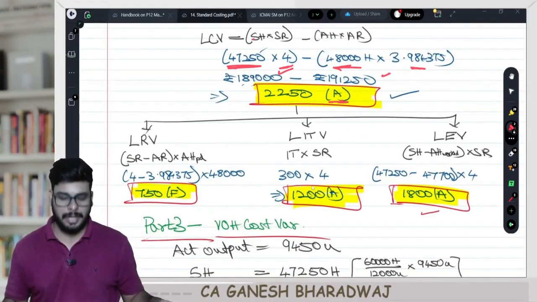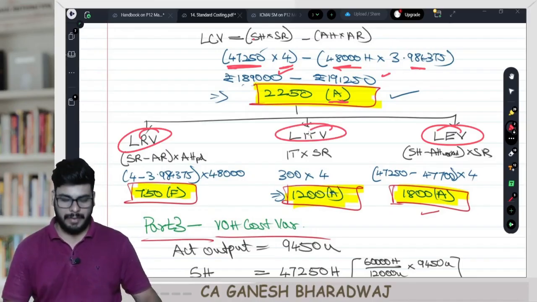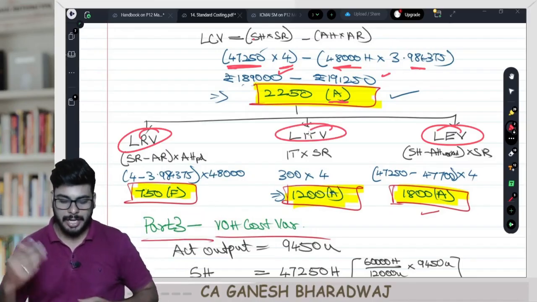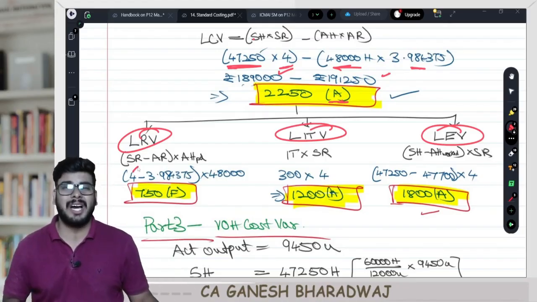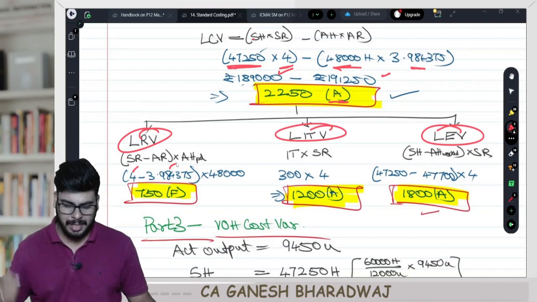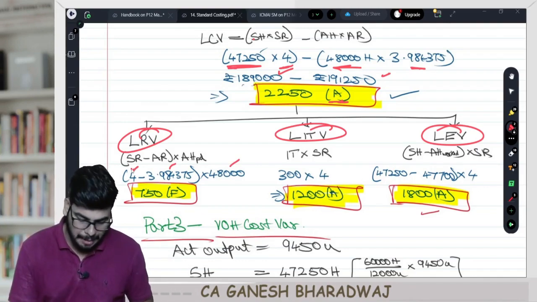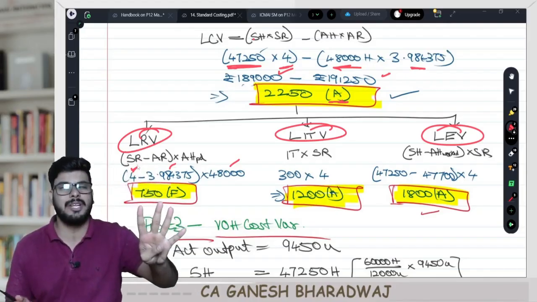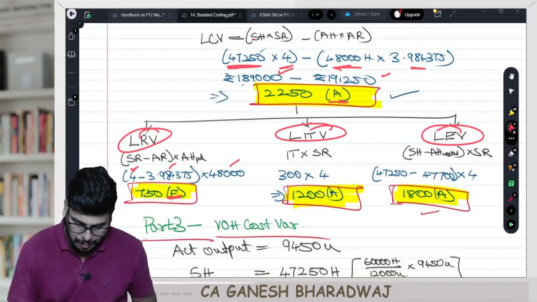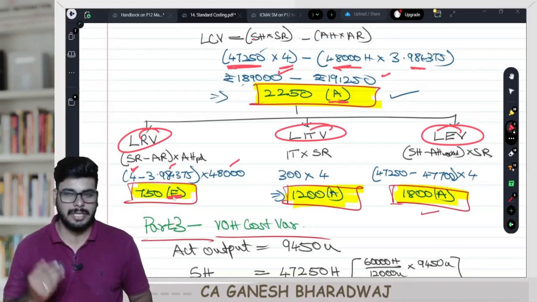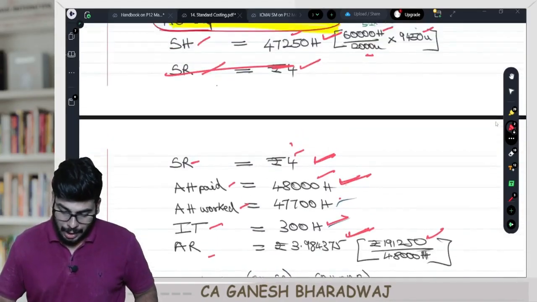Now this gets bifurcated into three: labor rate variance, efficiency variance, and idle time variance. Rate variance is standard rate minus actual rate into actual hours paid. I should have paid 4 rupees, but every hour I've actually paid 3.98 something, for 48,000 hours. So you've clearly saved some cost for the company. That's a favorable variance. The calculation is this. Clear with the 750 favorable. Efficiency variance, you were allowed to take how many hours?